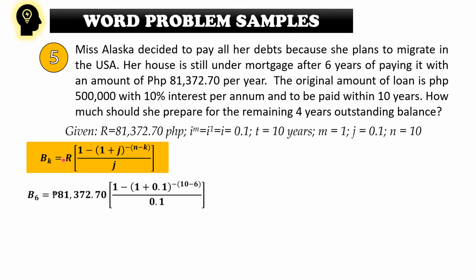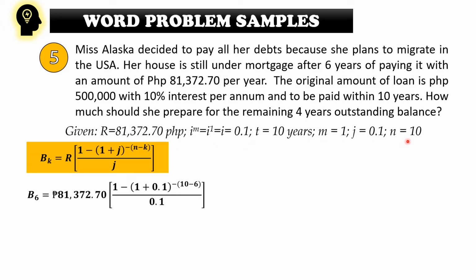Okay, to find letter K, we are going to what? Since 4 years ang kanyang outstanding balance, 4 years na daw ang remaining. So, ibig sabihin, ang nabayaran niya na is 10 minus 4 is 6 years. So, we have K equals 6 in here. Okay, so that's why we have B sub 6 equals the regular payment, which is 81,372 pesos and 70 centavos. Then, plug in the remaining values we have for each variable in our formula.